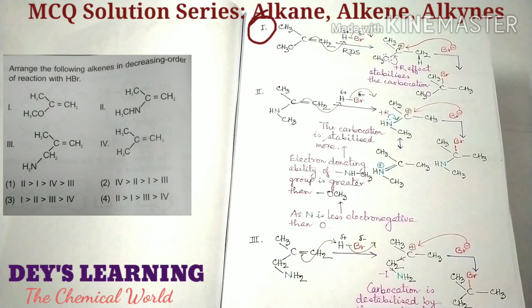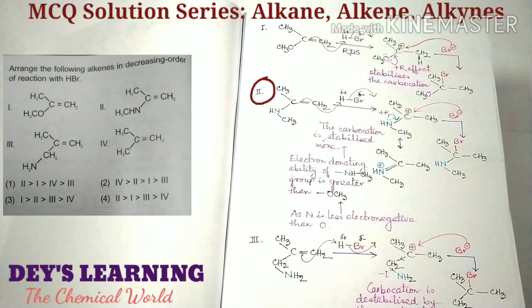So this is a very stable carbocation, and Br minus then attacks the carbocation to form the product. So in the electrophilic addition process, the first step actually is the rate limiting step or rate determining step. As stable as the carbocation is, the rate of reaction is higher. So in compound 1, the carbocation is very stable definitely.